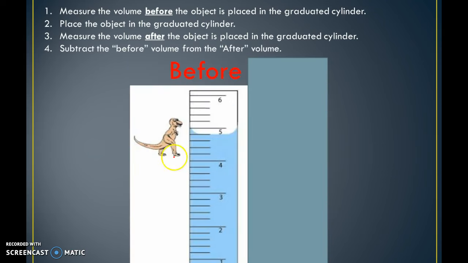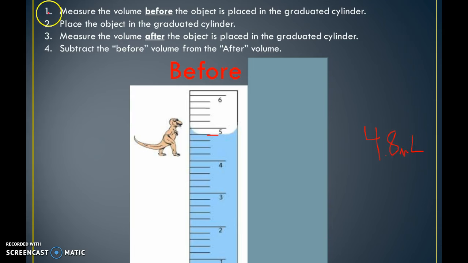Let's go backwards. Before, we have the object and we have a graduated cylinder with water. The first thing we're going to do is measure the volume before the object is placed in the graduated cylinder. So if I look at the volume up to the bottom of the meniscus, it's right here on this line, and that is 4.2, 4.4, 4.6, 4.8. Okay, so that's what it is. 4.8 milliliters.